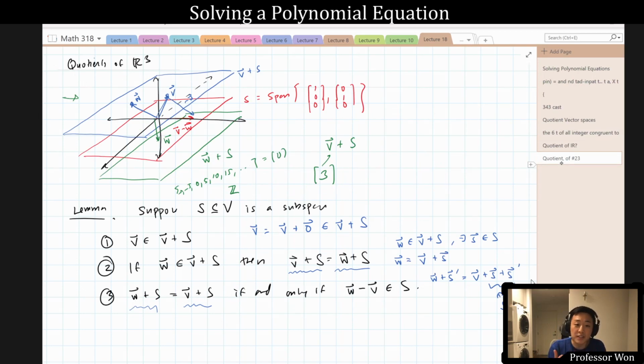And so our new vector space will be a vector space whose vectors are in fact planes that are parallel to S, because you can add them and you'll be able to scalar multiply them and turn them into a vector space. That thing will be a quotient vector space.